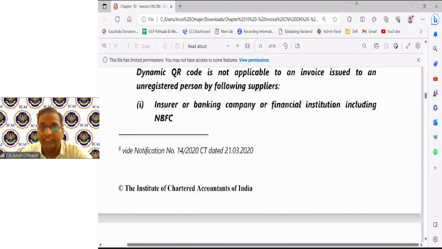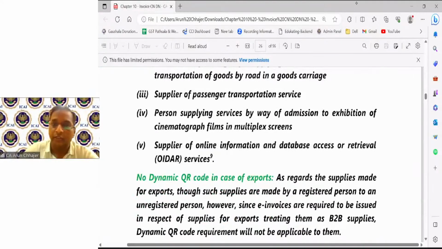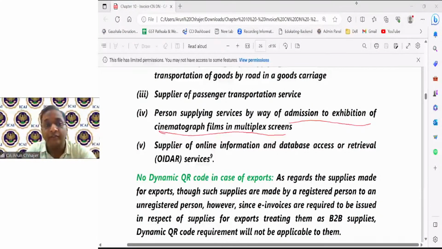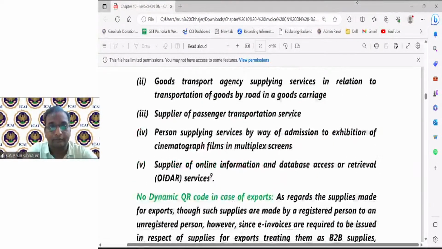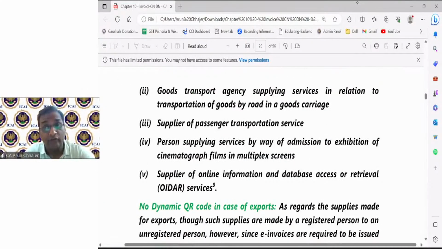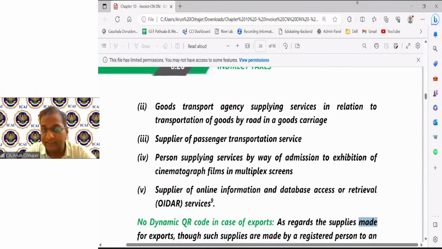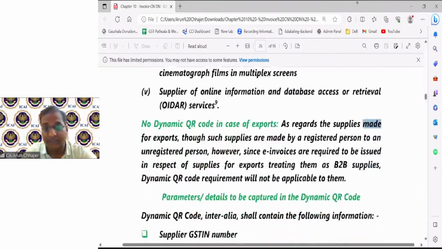Non-applicability of the dynamic QR code: insurance, banking company, GTA, passenger transportation service, admission to the exhibition of cinematographic film in a multiplex screen, and one more category, supply of online information database access and retrieval services. Sorry, these are the categories which are exempted. Slightly different, but yes, see that banking, financial institution, NBFC, GTA, passenger transportation, multiplex screen, and OIDAR are also added.